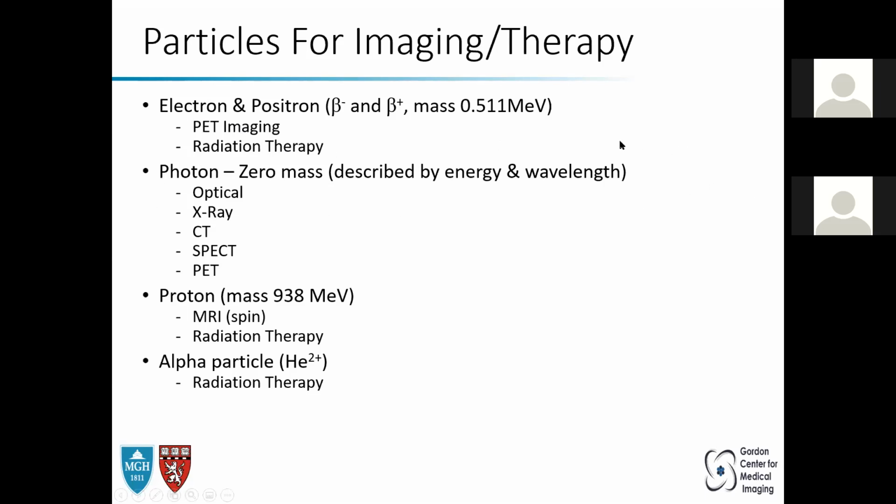Now, photons have a wide range of applicability. George mentioned that. He showed the photon spectrum in that lecture on Tuesday. There's optical imaging, X-ray, CT, SPECT, and PET, which are all photon or gamma/X-ray imaging modalities. Protons are quite important in imaging as well. These are really massive. This is what we're measuring in MRI, and there's also proton therapy for cancer ablation in radiation therapy. And lastly, the biggest particles here are the alpha particles, and these are used in radiation therapy as well.